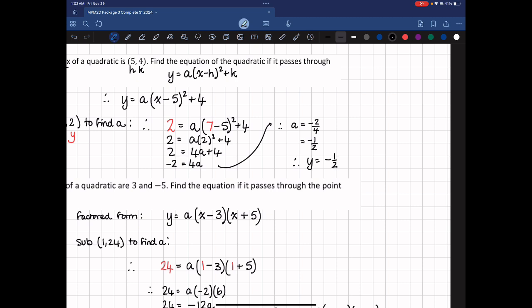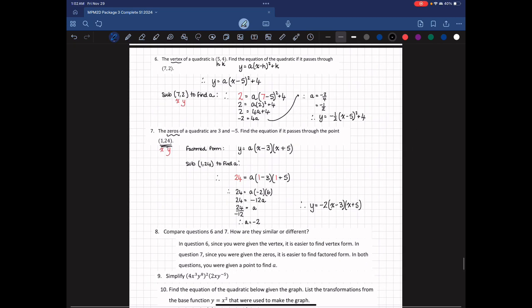And so the equation that we need is y equals -1/2. All I'm doing now is putting the -1/2 back in place for this a. -1/2 x minus 5 squared plus 4. Nothing else changes, just copying it out. Okay? And now we can go to question 8.